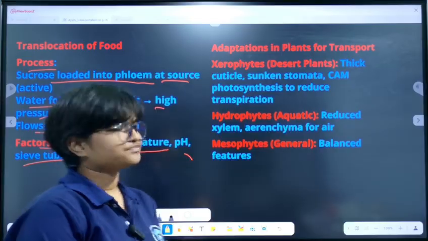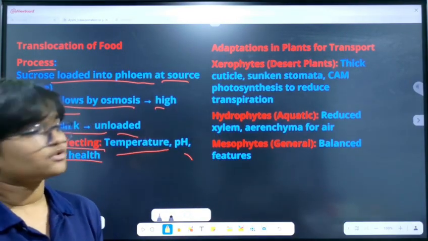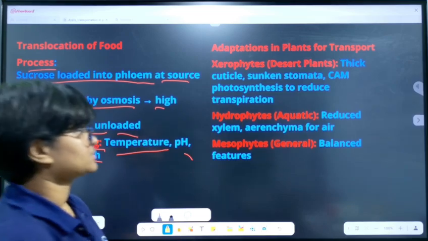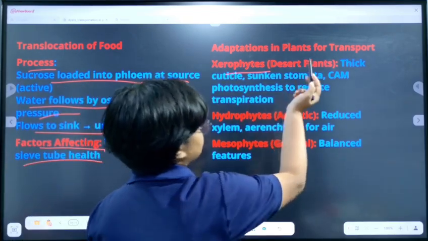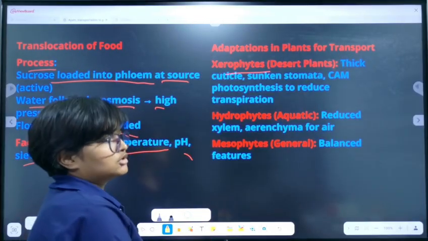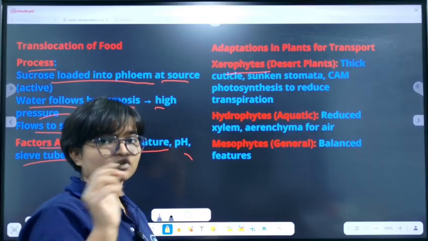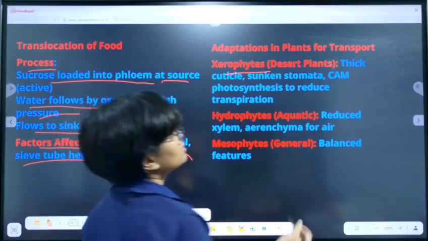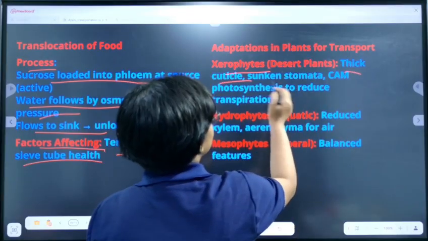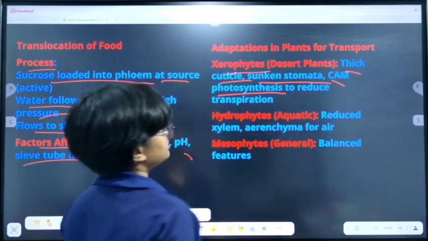After that are adaptations in plants for transportation, like xerophytes, desert plants. You have already seen cactus, right? They don't have leaves. They have thorns. They have a thick cuticle, sunken stomata, and they use CAM photosynthesis to reduce transpiration.